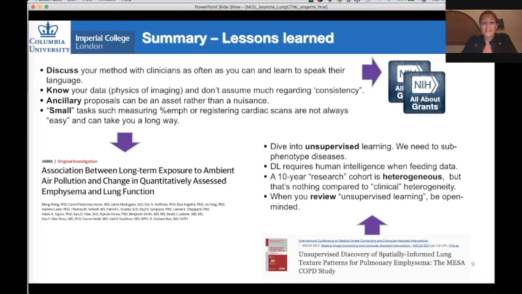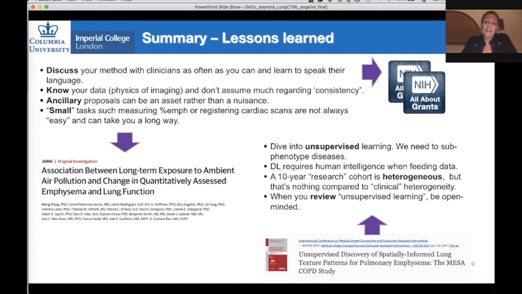Finally, small tasks such as measuring percent of emphysema or registering cardiac scans, which I didn't detail today, but we had to do at some point, are not always easy, even though they sound simple and basic, and they can take you a very long way. And this is what happened to us last summer, where we were included in a big JAMA paper studying the influence of air pollution on emphysema and lung function, and where basically our measure of percentage emphysema with HMMF was used as a replication measurement compared to thresholding confirming findings in this paper.